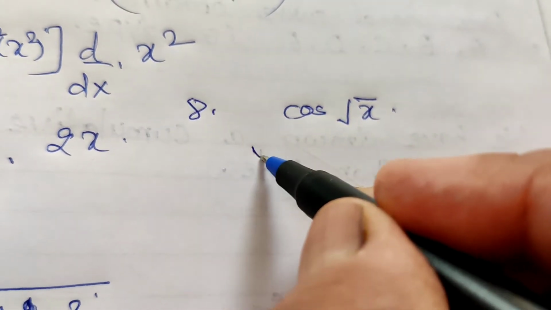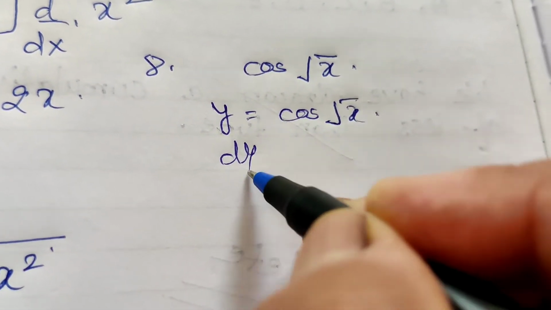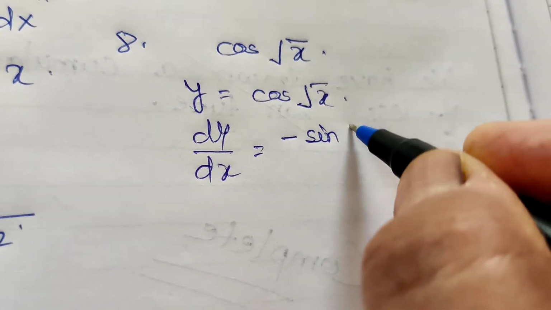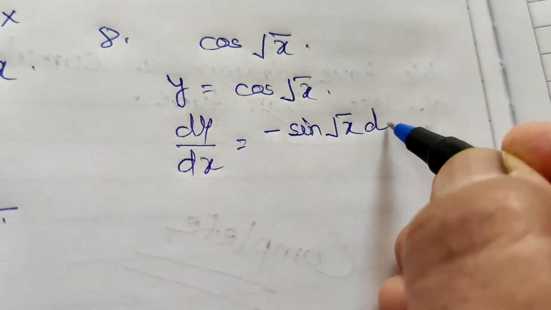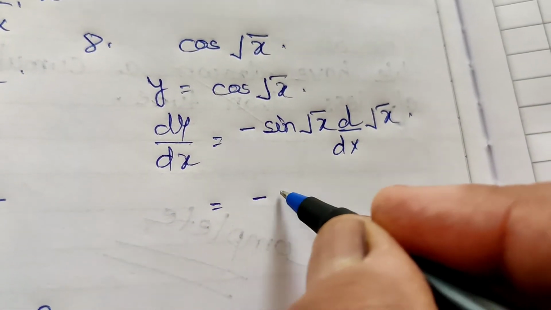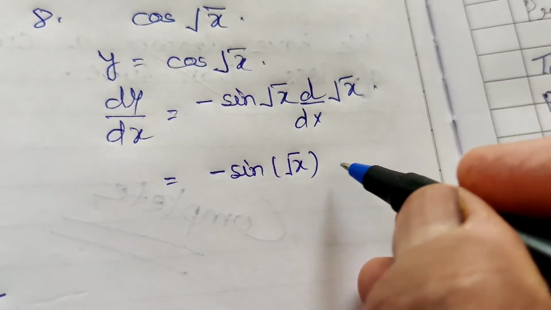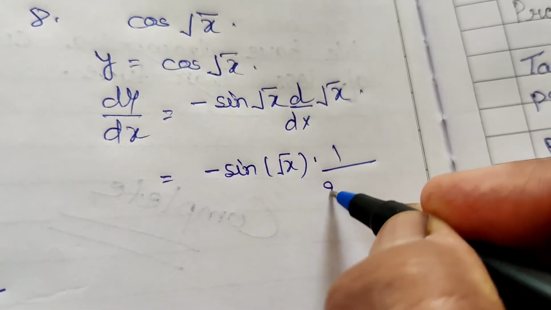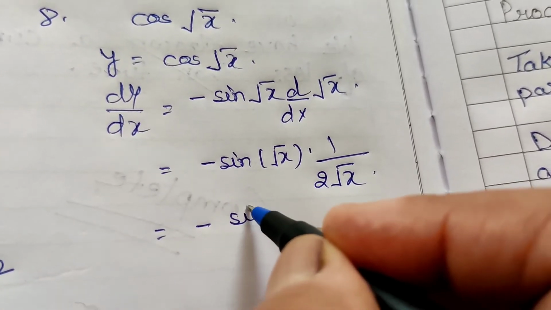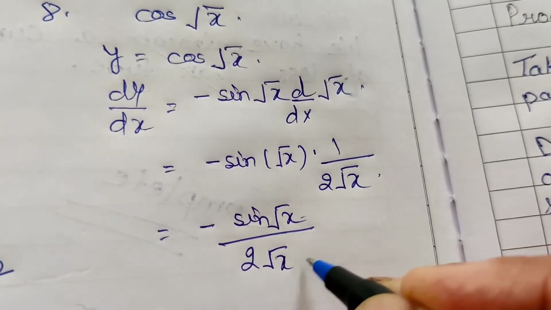Cos root x, it is simple. Y equal to cos root x. It means dy over dx of cos x is equal to minus sin root x, and d over dx of root x is 1 by 2 root x. Okay, the answer is minus sin root x by 2 root x.